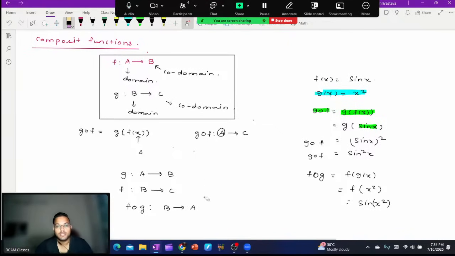Oh, sorry, A to B. Because the input in F circle G function, the inputs you will be putting should be the input of G. And the output you will be getting is the output of F. Then you should get A to C. I made one mistake. That's it. A to C.